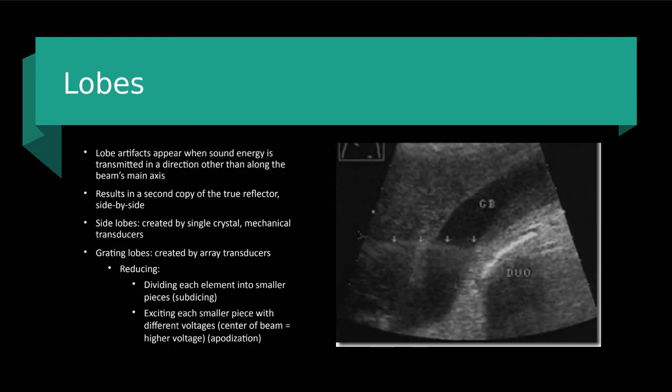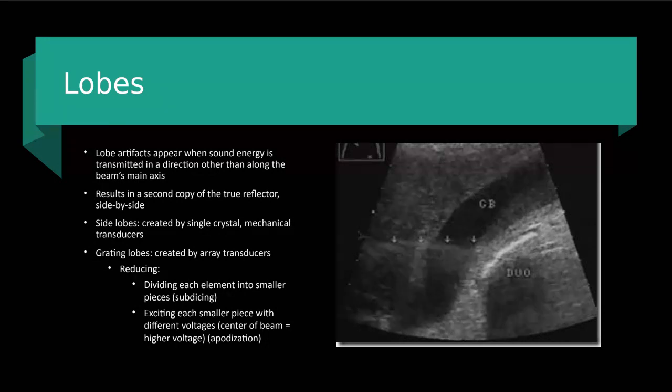Next, we have lobes. We kind of talked about these a little bit when we learned about resolution. Again, kind of hard for us to differentiate. We could just be saying, is there sludge in this particular organ? Is there incorrect TGC settings? So lobes, kind of like those speed artifacts, are going to be hard for us to exactly pinpoint.